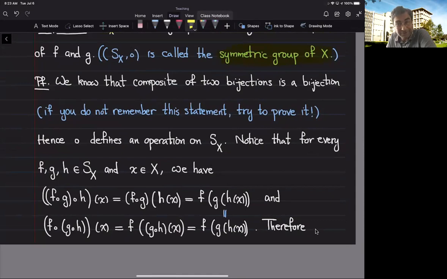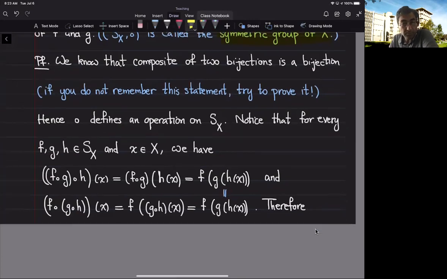What is the first step? The first step is to show that composition is indeed a binary operation on the set of bijective functions. That means we need to show that the composite of two bijections is a bijection. And this is what I'm saying that we usually cover in UCSD in Math 109. So the composite of two bijections is a bijection. Therefore, composition does indeed define an operation on S sub X.